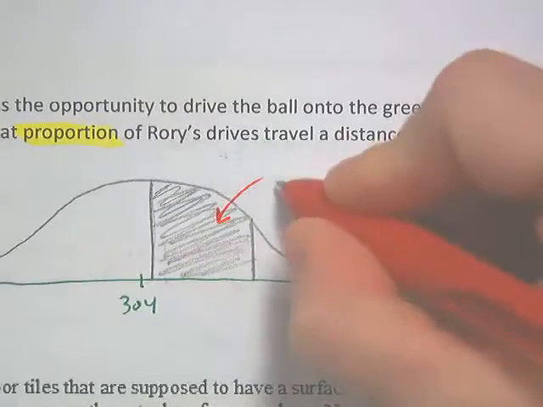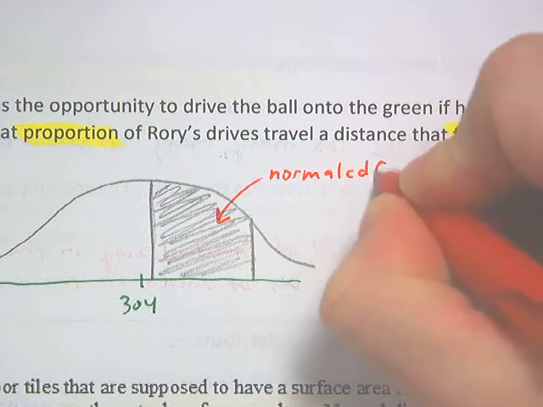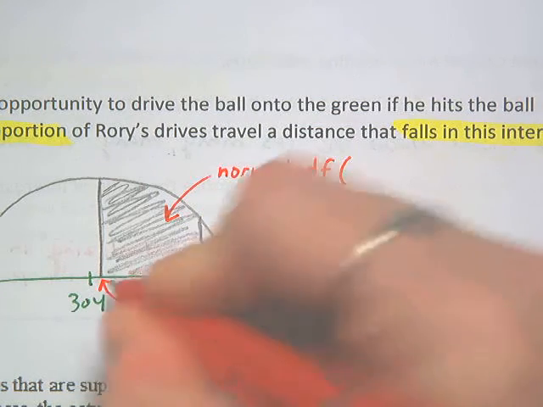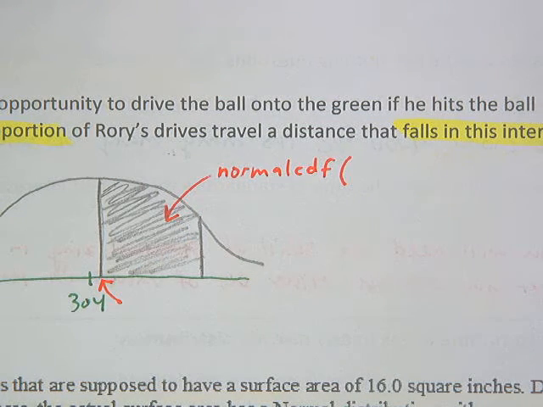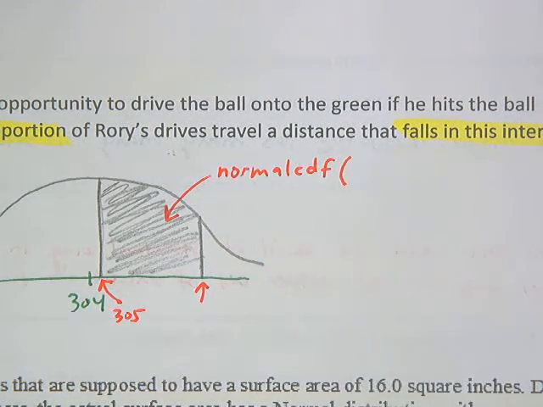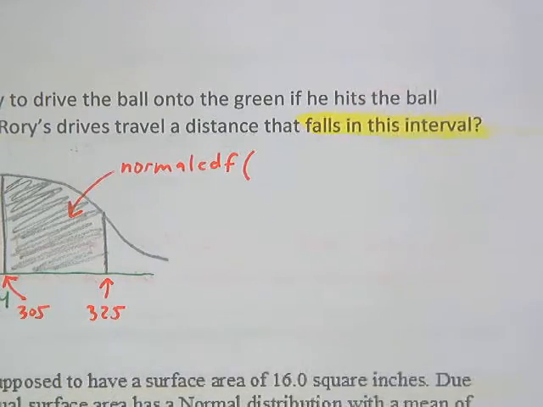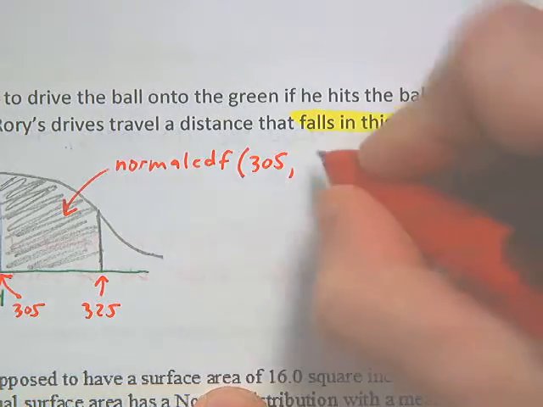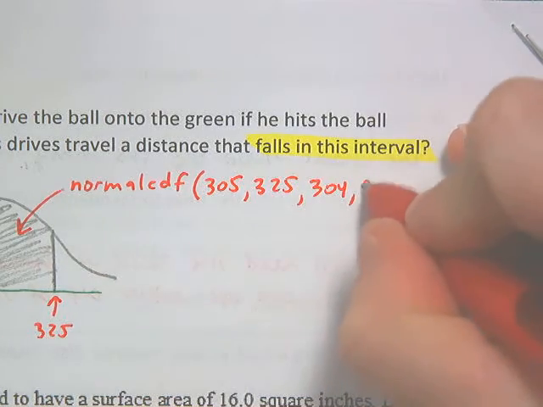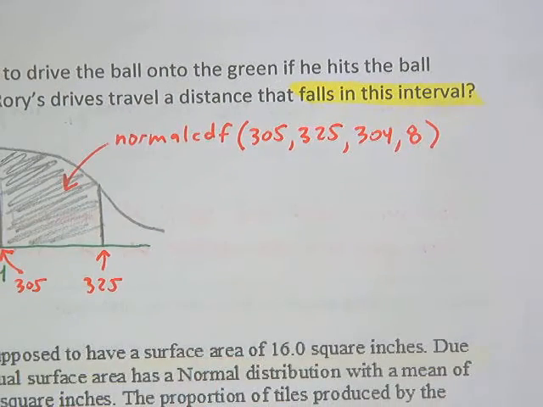So before you pick up your calculator, always ask yourself, what is it I'm going to type in? What's the lower boundary line in my picture? That's the 305. What's the upper part of the boundary of this little sweet spot? 325. So you're not always going to use negative 1,000 and positive 1,000. If you're shading between two values, use those values, the smaller one for the lower, the larger one for the upper, the mean that it gives you in the paragraph, and the standard deviation it gives you in the paragraph.